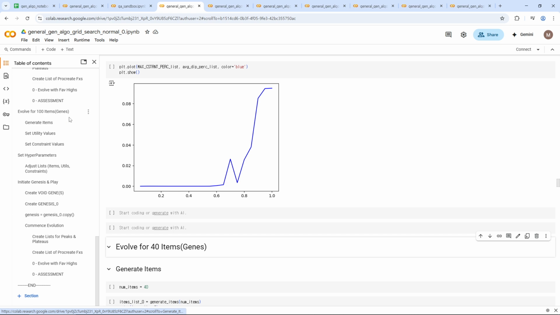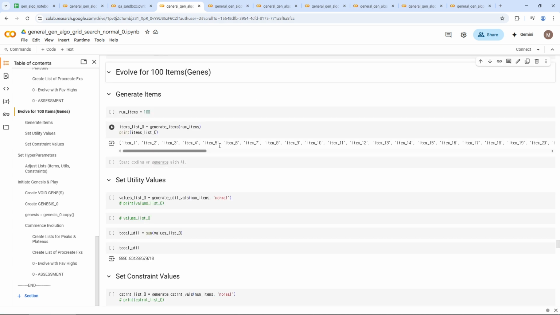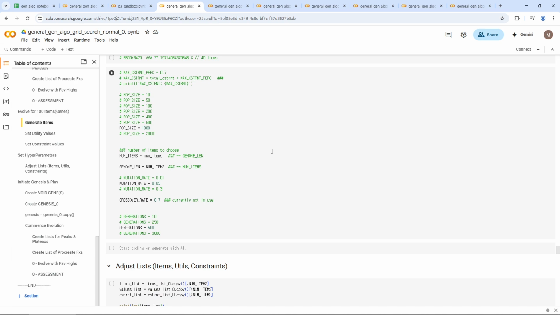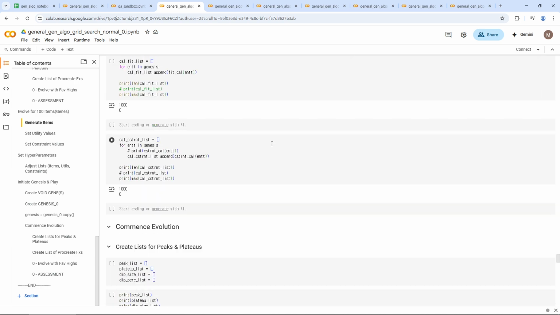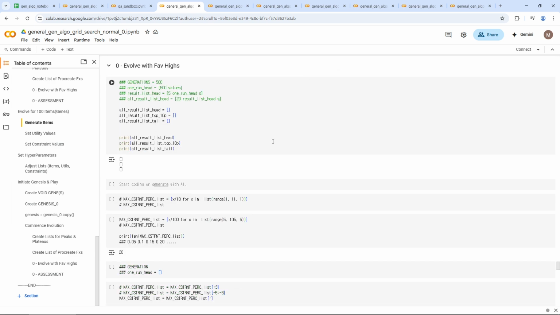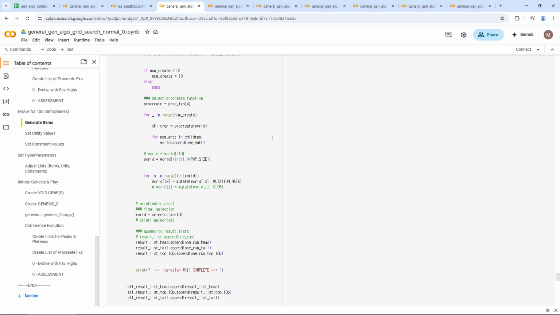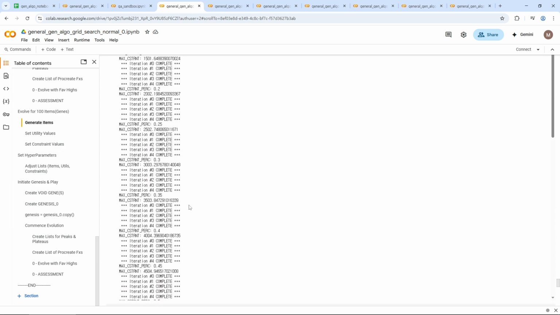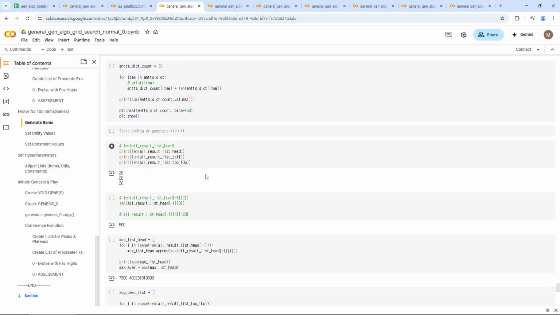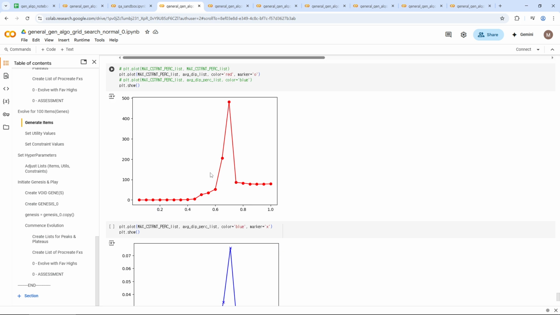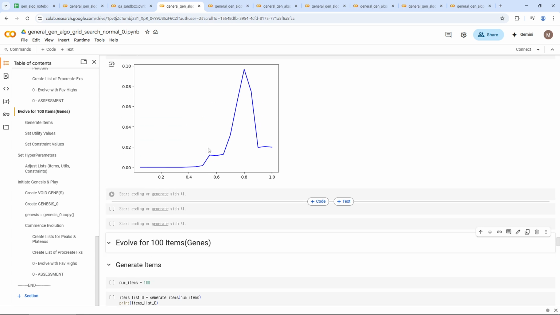So with 100 items, we generate 100 items from item 1 to item 100, set the utility values, set the constraint values, and on we go along Z. And what happens is this part. Very similar to what we saw when we had 40 items, right?